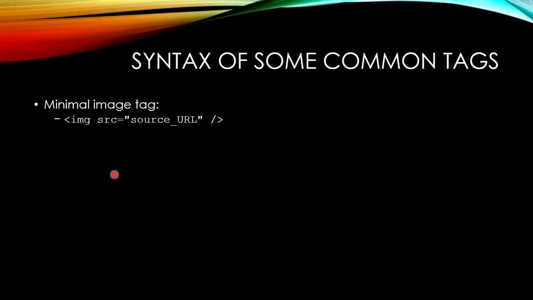Syntax of some common tags. Image is the tag img, and the attribute source, or src, is compulsory, otherwise the browser won't be able to tell what image to display. So you need to give the value of the file name to the attribute src. And the image tag does not have content, so we can collapse the opening and closing tag together. So it looks like this. There is no separate opening or closing tag.